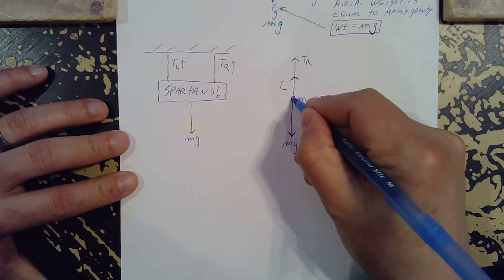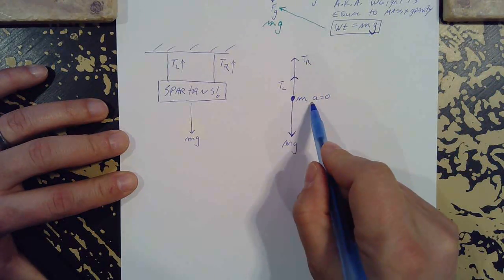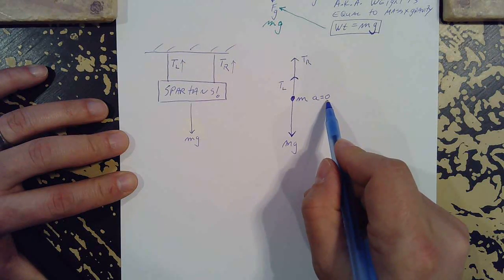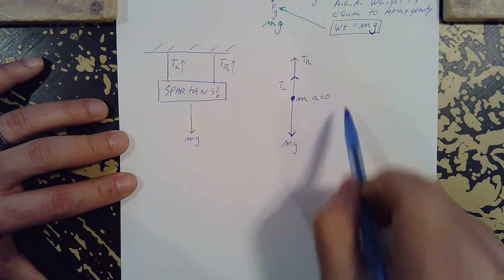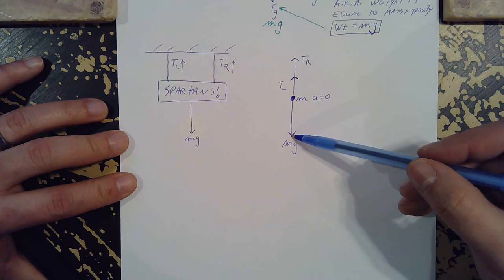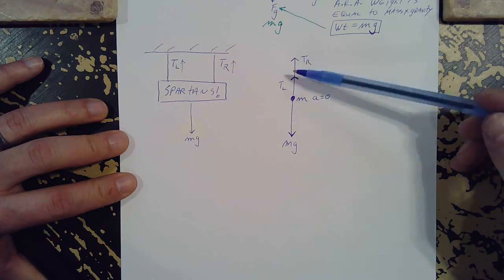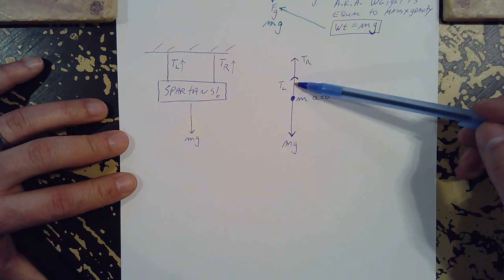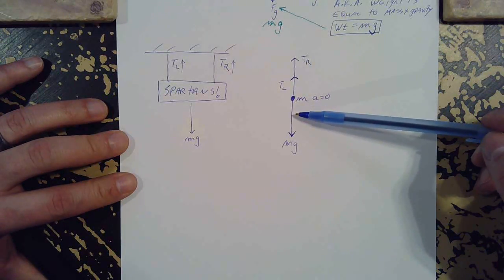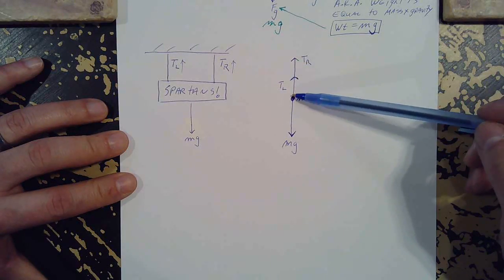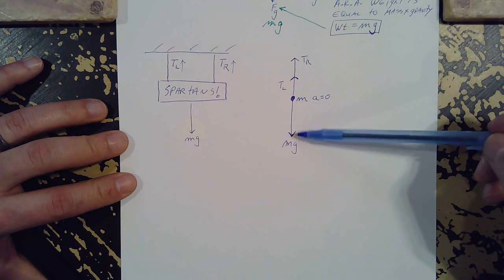Okay, so once again, represent the object or the mass with a dot, label it M. Another thing that you can start labeling is a equals zero in this case. It's not moving, it's not accelerating. So that's something that you can start identifying. We have the weight going straight down, mg. Here's the length of that vector. And we have two vectors going up, the tension left and the tension right. Each one of these vectors is half the magnitude of the weight. And we can add these two vectors head to tail so that they represent equal and opposite the weight.